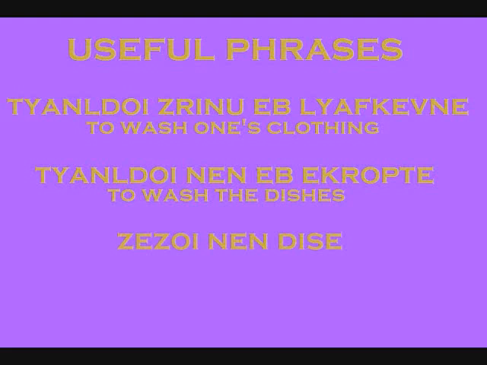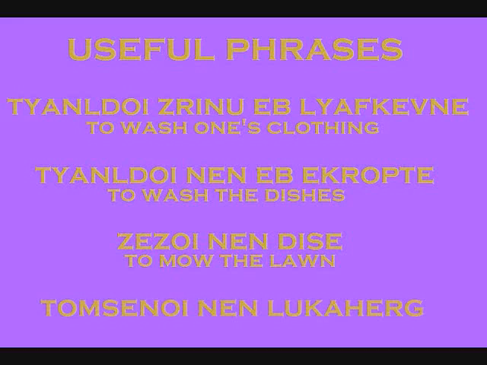Zezoi nen Disa, to mow the lawn. Zezoi means to cut, and Disa means grass. Note how this is an instance of the collective singular. Tomsenoi nen Lukaha, to feed the pet. Note how with Tomsenoi, to feed, the food is accusative, and the thing being fed is in the dative. Lukaha can be substituted with any pet animal, for example, bava or pukna or spana. To discuss more chores and commands, we need to quickly cover some more aspects of grammar. First up is pata, the reflexive pronoun.